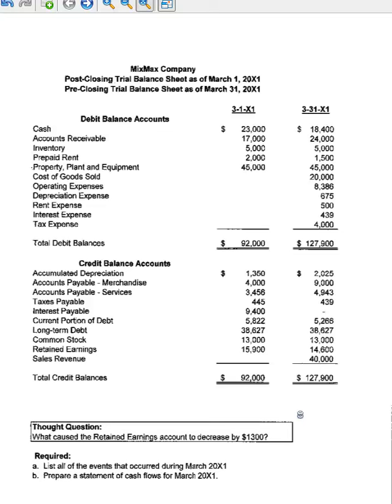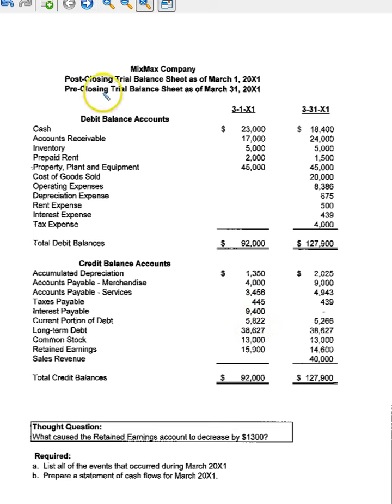This recording is just an introduction to the March MixMax. It's not going to show you how to fully complete it, but really just how to get started. So as we look at what's given this time in March, we have February's ending is March's beginning, and all the assets, liabilities, and stockholders' equity is listed. So it truly is a balance sheet accounts.